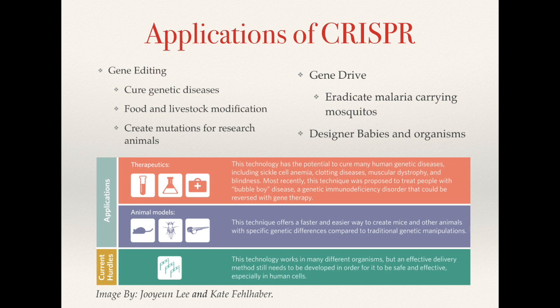The applications of CRISPR technology are much more extensive than being able to replace a diseased gene in human embryos. This technology can also be used to induce mutations for research animals. It can be used to create genetically modified food and livestock, and we can also use gene drive to quickly spread a mutation through a population. This could be useful, for example, if we were trying to eradicate malaria-carrying mosquitoes. It could also be used to create designer babies and animals by editing the genome to create organisms with more favorable traits.